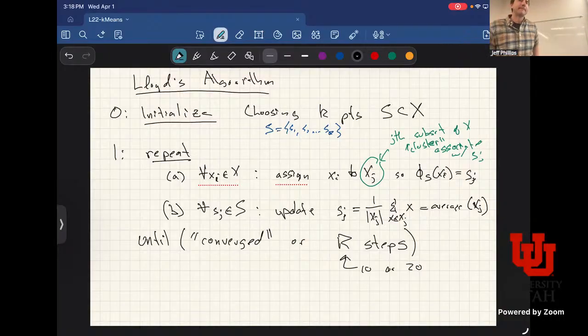So for step A, part of that would be to check which SJ is closest to xi. And we talked about how it would be nice if we had a nice algorithm to do this quickly, but in practice, we can just compute the distance to each of them and find which one's the smallest. So it's a pretty simple algorithm. This is the main idea, and this is basically what was published by Lloyd.